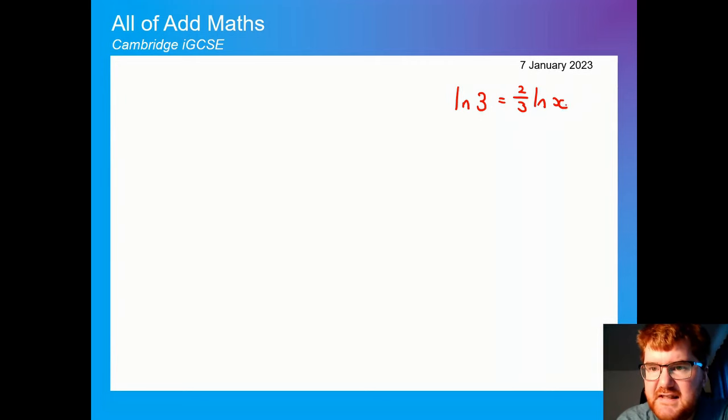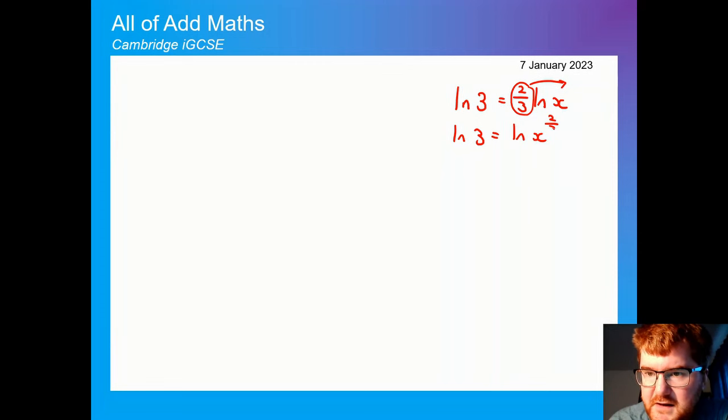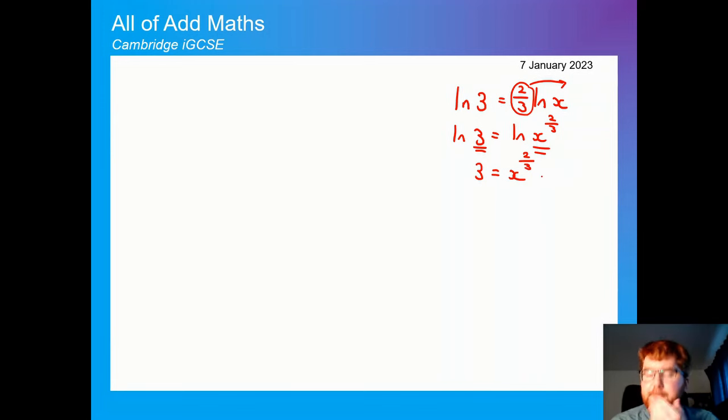So I really want it in this form. Now what we can do is actually solve for x here. And the way we can do this is use some of our log laws. So we're going to bring this to the back. So we get the natural log of x to the power of 2/3. And if two natural logs are the same, then these two must also be the same. So we get 3 is equal to x to the power of 2/3.